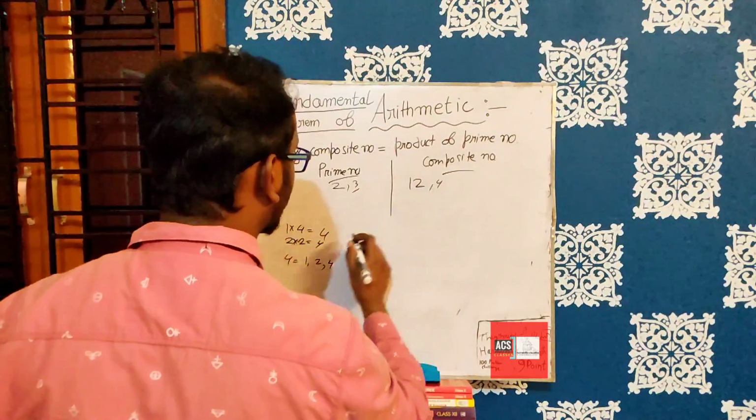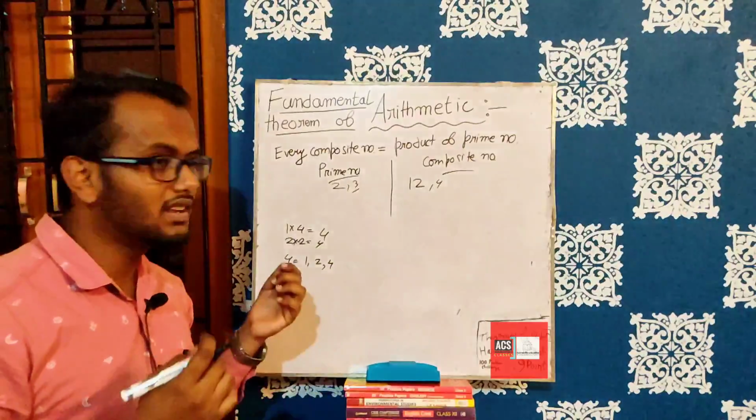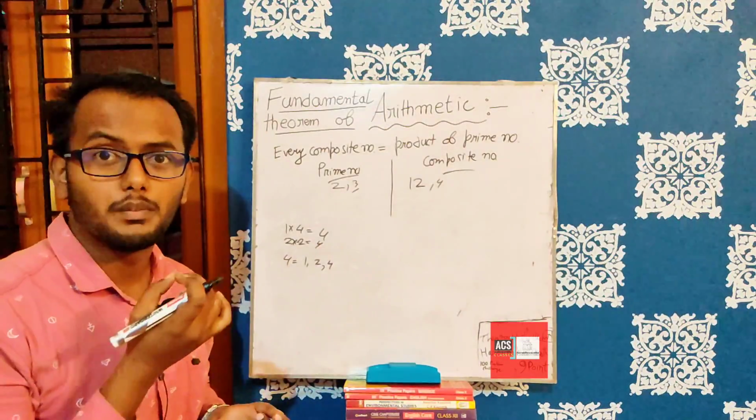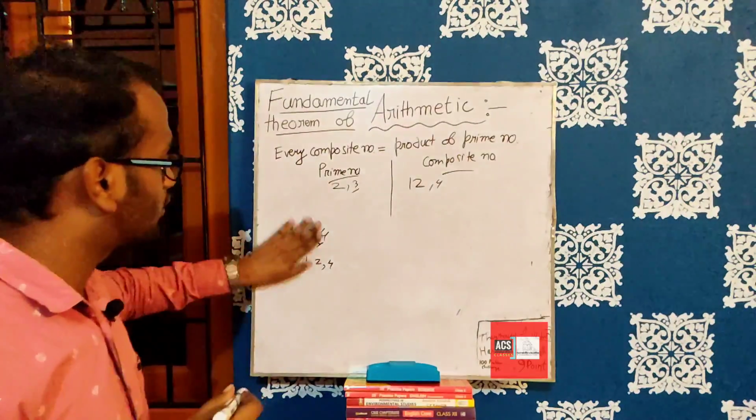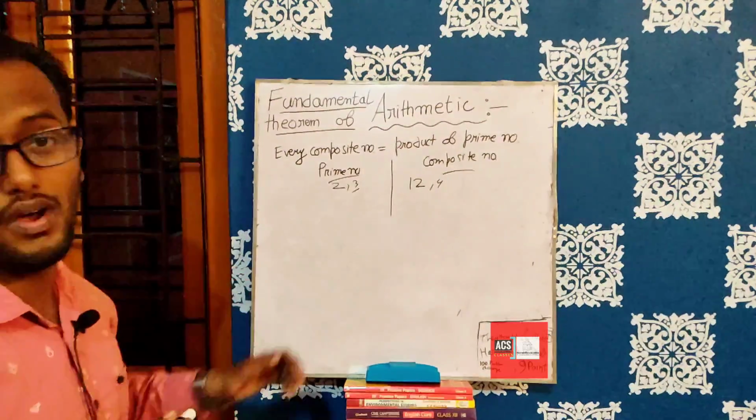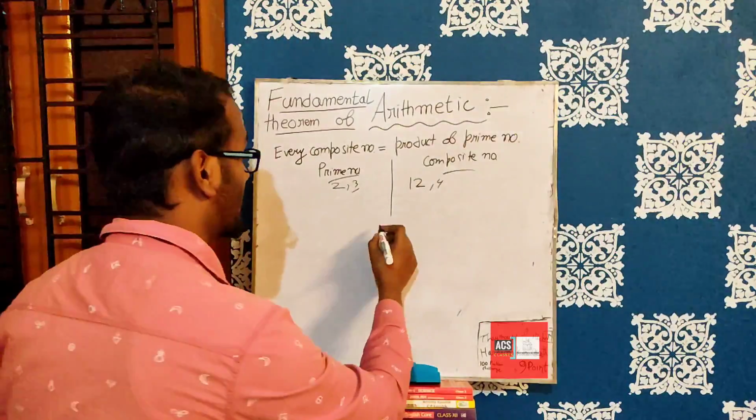So this process continues, and you have already learned prime numbers and composite numbers in smaller classes. Many of you are confused about what to say about 1. What to say about 1?